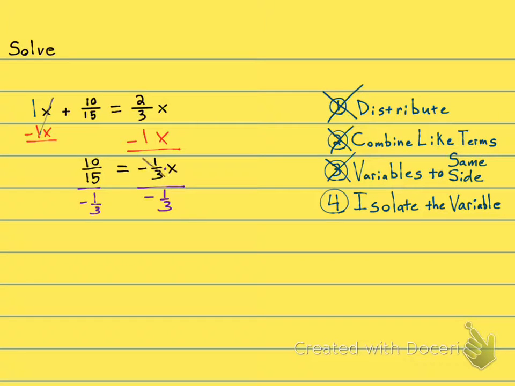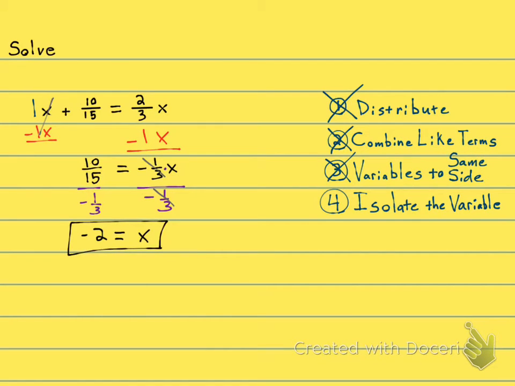Alright, you will see negative 1/3 over negative 1/3 reduces down to a 1. Anything over itself is 1. So on the right-hand side, all I have is an x. And then on the left-hand side, I need to use my calculator. So 10 over 15, I'm going to use the ABC button. 10 ABC 15 divided by negative 1 ABC 3 equals, and it gives me a negative 2.